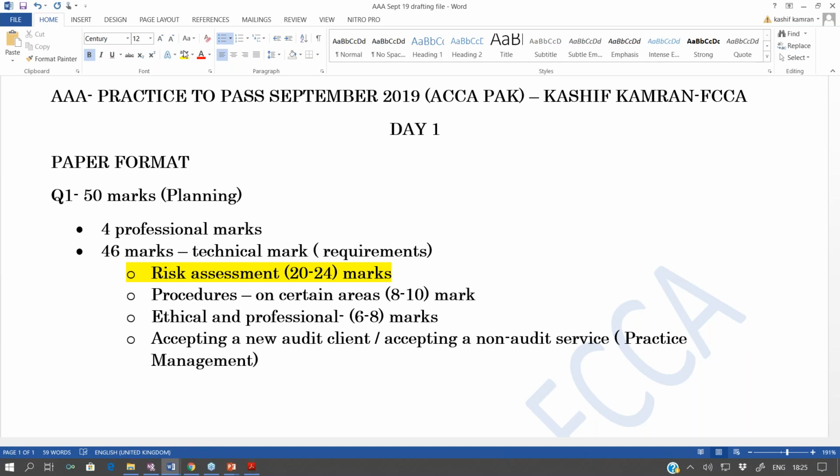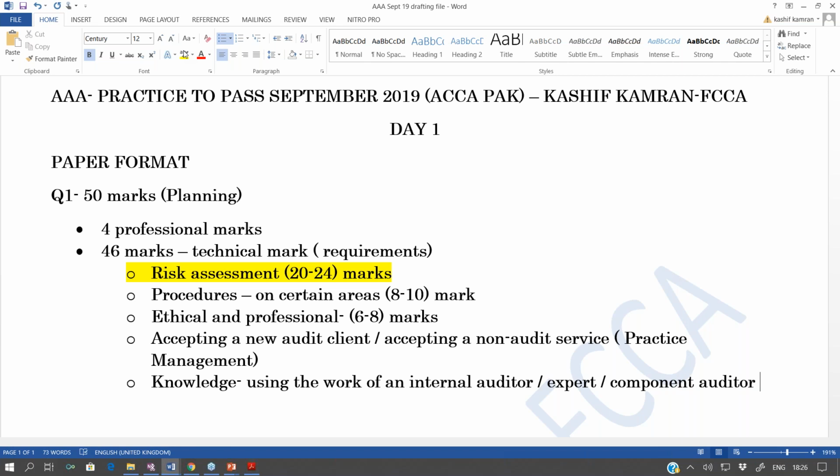Accepting a new client can come in the very first question. It has already come in past exams. I think it was in the December 18 exams. Accepting a new audit client or accepting a non-audit service can be part of your first question. And else, the examiner can even test your knowledge in the first question, like using the work of an internal auditor, using the work of an expert, or using the work of a component auditor.